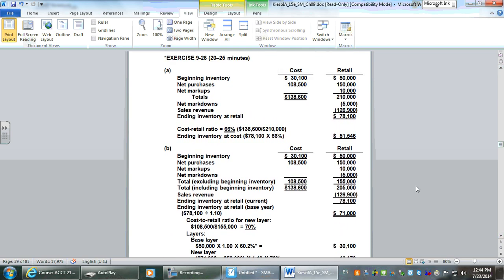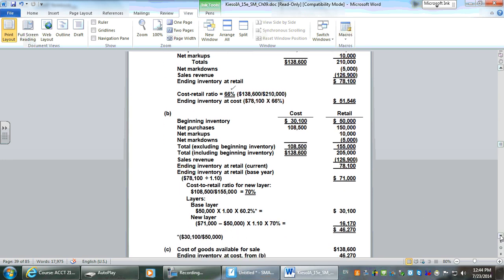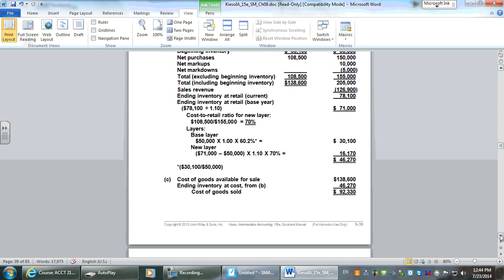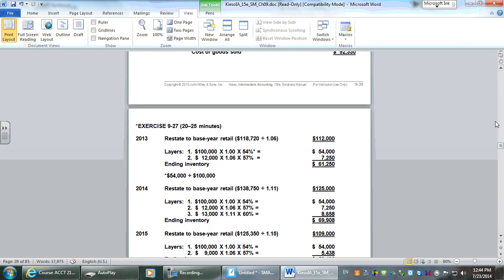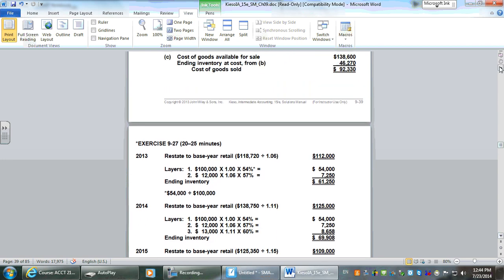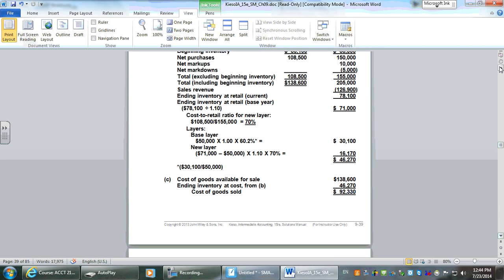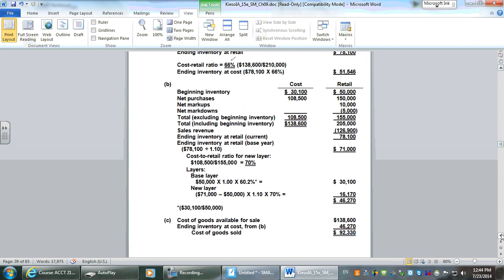Okay, now on this one, what you want to do is go through exactly the same process: get your cost, get your retail, right? Get your cost to retail percentage. Whoops, wrong part. That's another example of doing lower of cost or market. Here we go, part B.